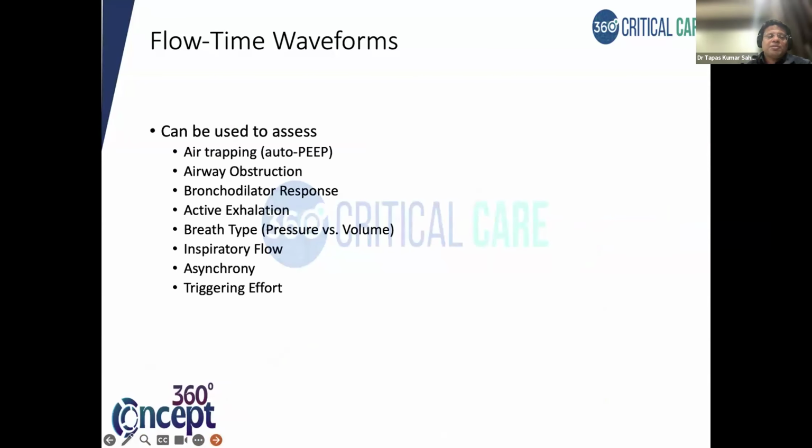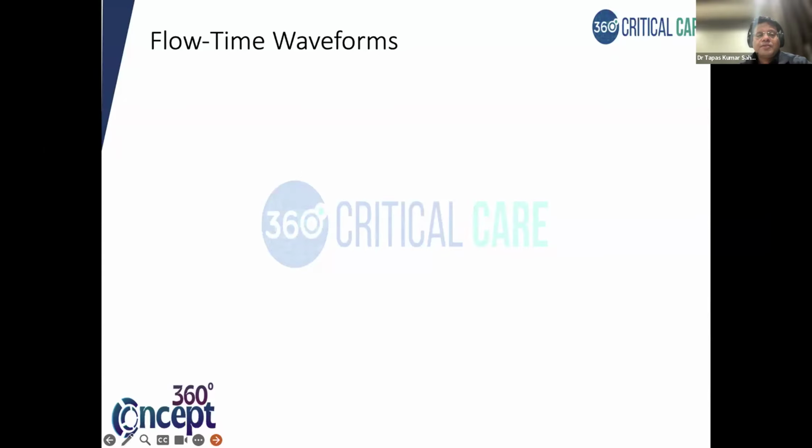Now, the flow time waveform can be used to assess air trapping, that is auto PEEP. So auto PEEP you can see in all three: pressure time, volume time, and flow time. Airway obstruction and bronchodilator response, which is very good for diagnosing and guiding bronchodilator treatment, in the flow time. Active expiration, breath type, whether it is pressure or volume, that I have already told you how you will be differentiating, whether it is pressure generated or volume generated. Inspiratory flow, asynchrony, and triggering effort. Okay.